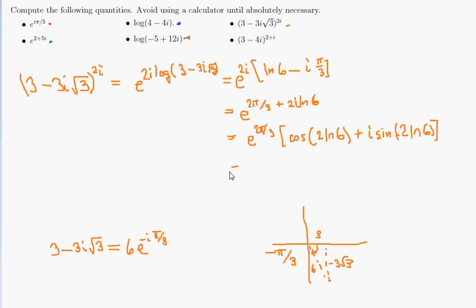And if we break this up into pieces, this would be e to the 2 pi over 3 times cosine of 2 natural log 6, plus i times e to the 2 pi over 3 times the sine of 2 natural log 6. And so that's the answer. Let's plug this into a calculator.